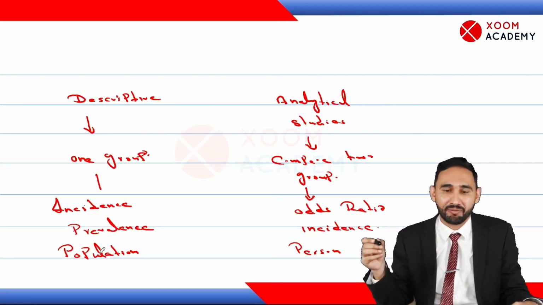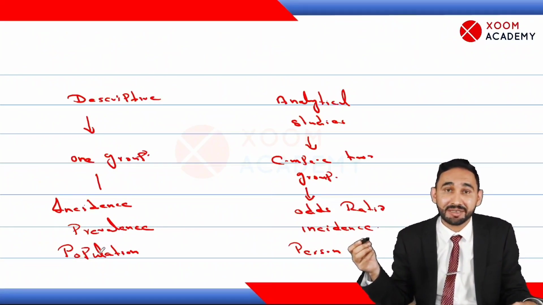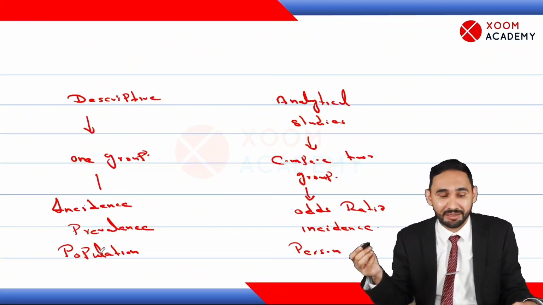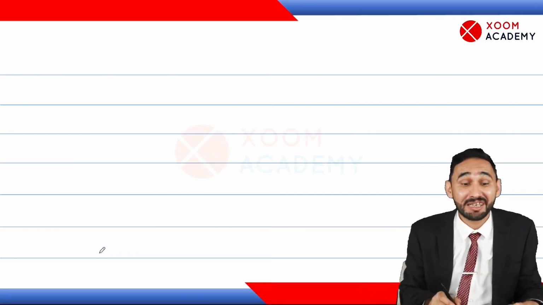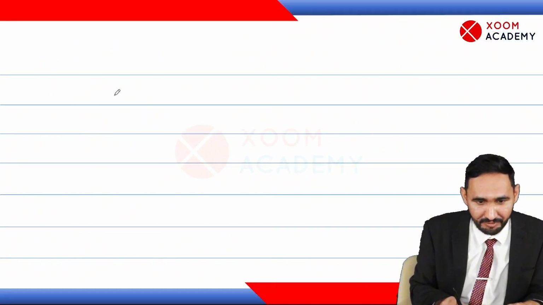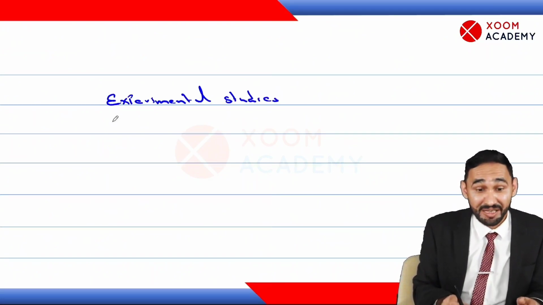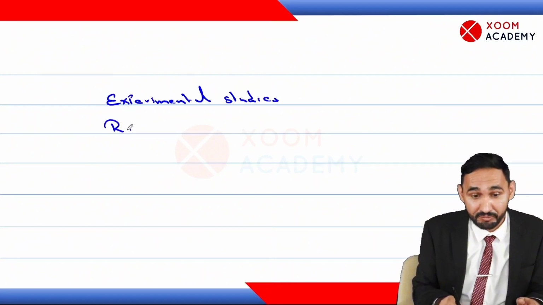And if we compare two groups: if we take diseased and non-diseased, the study will be case control. If we take exposed people, the study will be cohort. Now we will discuss experimental studies. They may be randomized controlled trials.